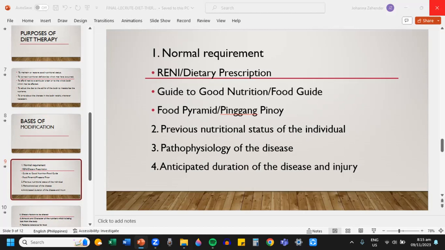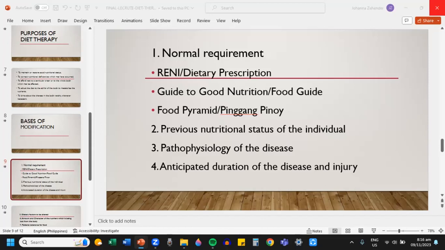Another example, okay? Cardiovascular disease or your CVD, especially for patients who have plaque formation. So, may sobra silang fat deposits in between their blood vessels. Okay, so you would expect that they will have fatty food restriction. Okay, so mga ganon na example.